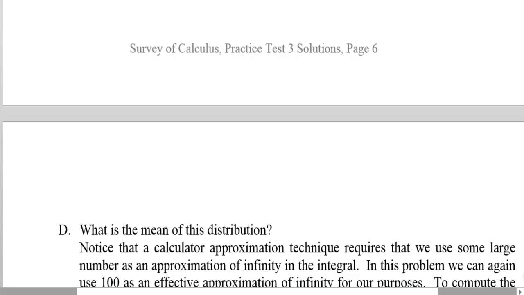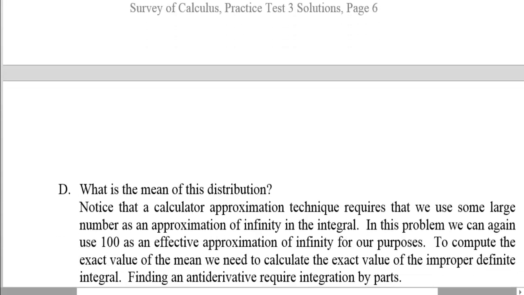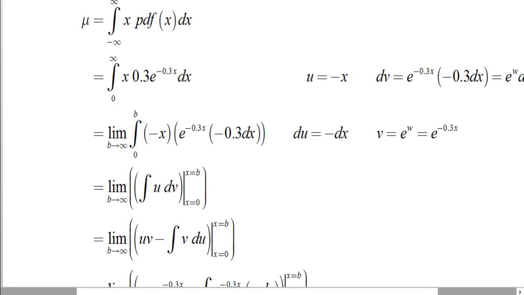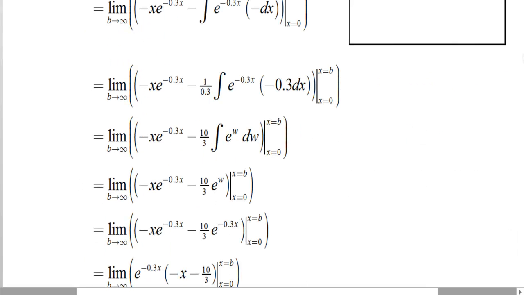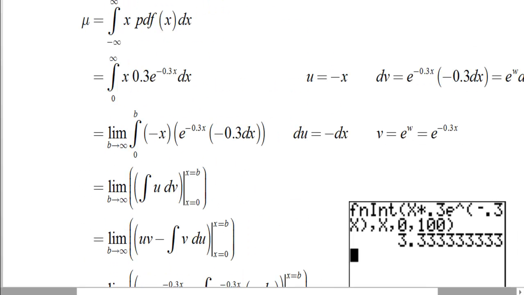To find the mean, okay, we want to take the x times the PDF and integrate that. And so I did that here. This requires integration by parts. So we put a negative with this part here and this part. Put a negative with both parts. So we multiply these together. We're back where we started.